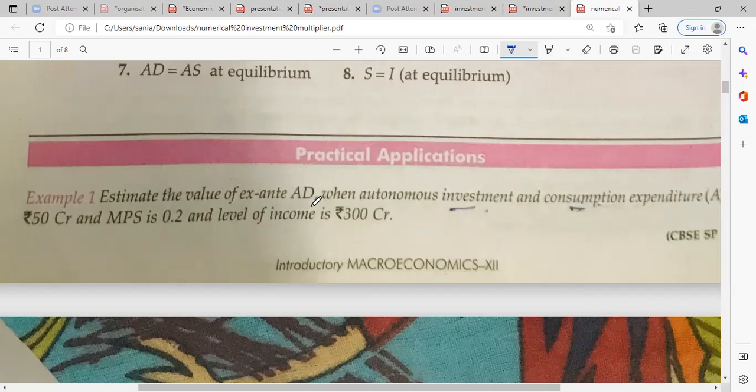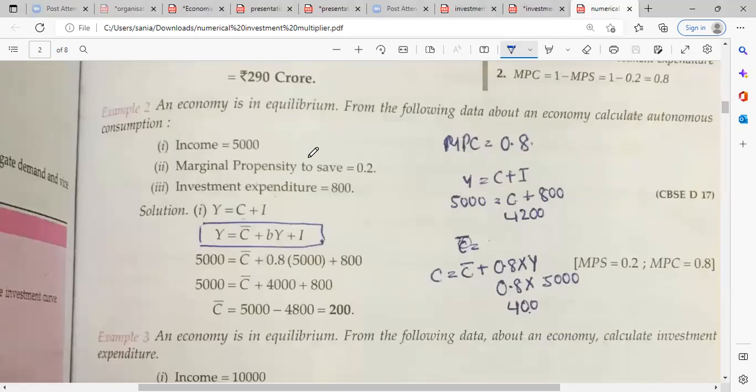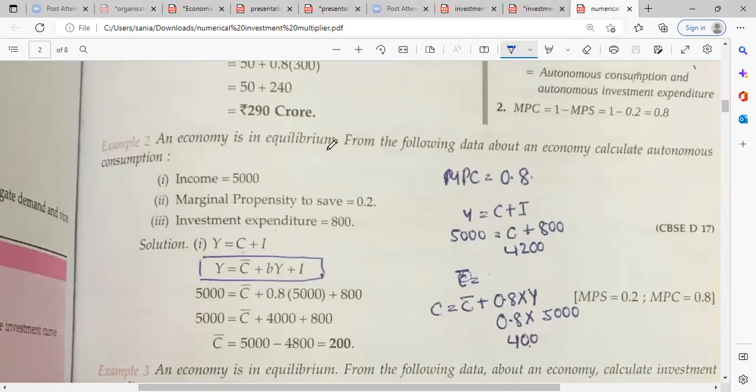Okay. So over here you can see, let's just do this question. An economy is in equilibrium. From the following data about an economy, calculate autonomous consumption. So they are asking you to calculate autonomous consumption. That means, whenever you get the term autonomous something, investment is written like this: income, this, consumption, this. So when I say that it is autonomous, you will put a bar above them. Okay, that is autonomous. So you have to calculate this C bar.